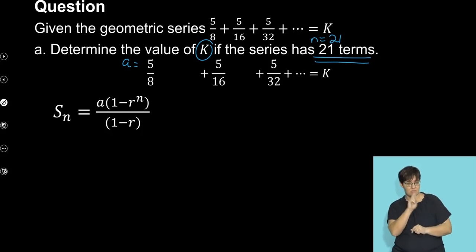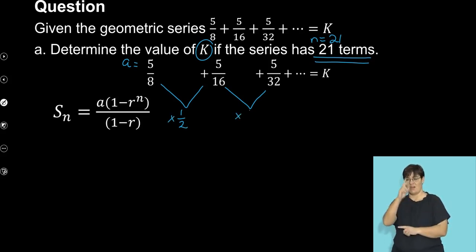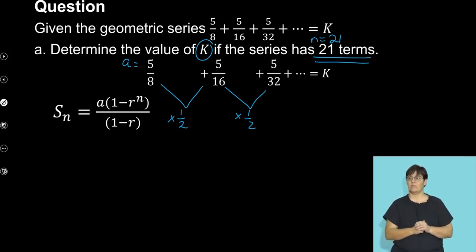I then need to see what my common ratio is. So I need to know what 5 over 8 has been multiplied by to get 5 over 16. Similarly, I need to know what 5 over 16 was multiplied by to get 5 over 32. Hopefully, everyone will agree with me that I multiplied by a half because 5 over 8 times 1 over 2 is 5 over 16. So I have my A, I have my N, and I have my R.